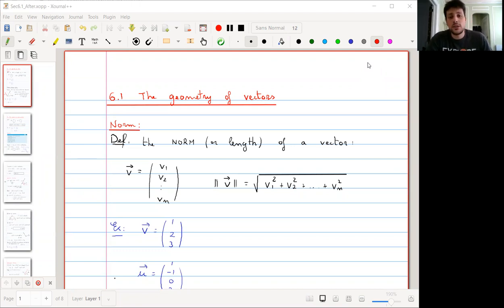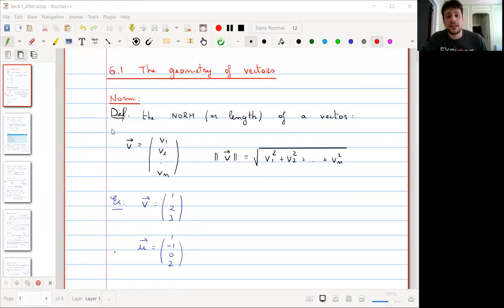The first new idea that we introduce is that of a norm. Norm is a synonym for length. So when we speak about the norm of a vector or of its length, we exactly mean the length of the segment that our arrow would be when we draw it in space on paper. Let's go and look at the technical definition.